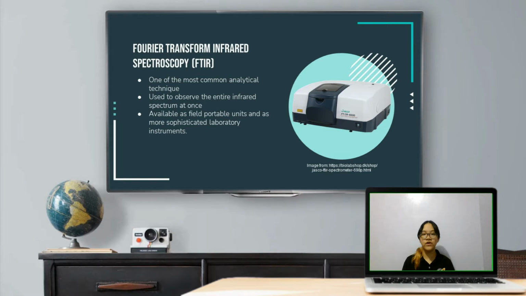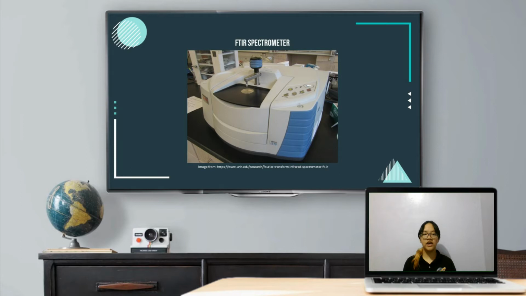It is called Fourier transform because it uses Fourier transform, a mathematical process, to create the spectrum from the raw data. FTIR is also used to observe the whole IR spectrum at once. The FTIR spectrometer is available as handheld portable units and as a more sophisticated unit that is typically situated in laboratories. For an FTIR spectroscopy analysis, the sample is usually positioned between the detector and the interferometer.